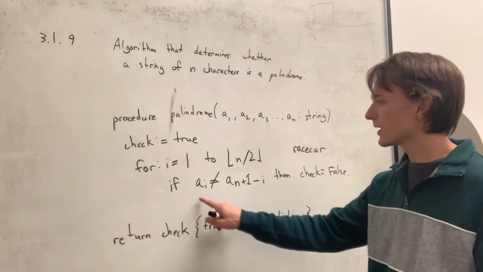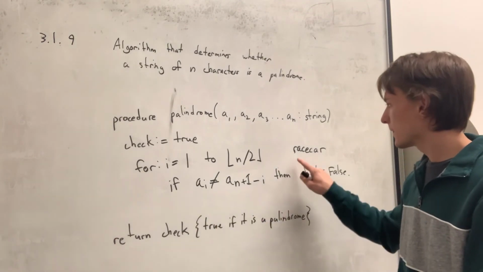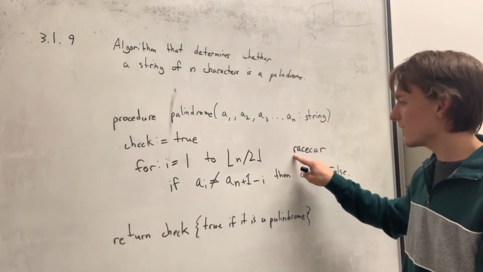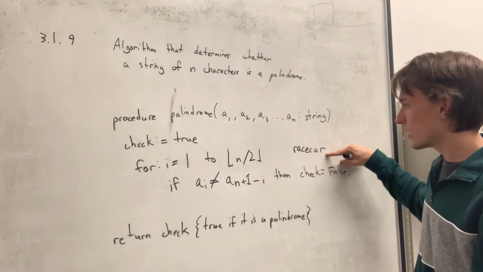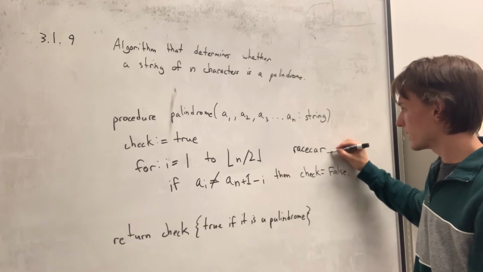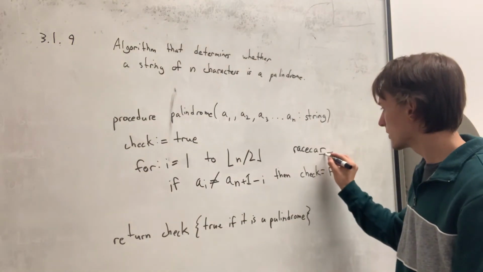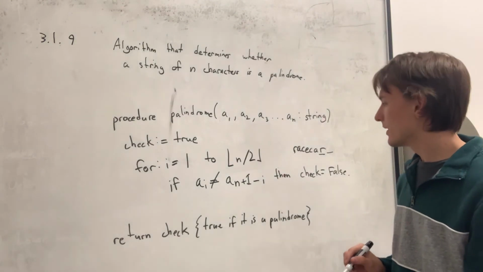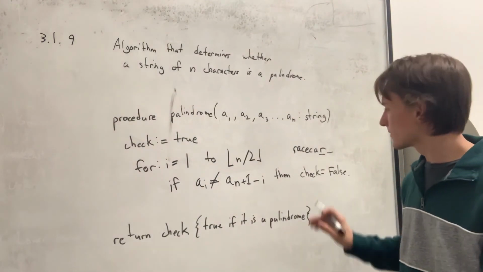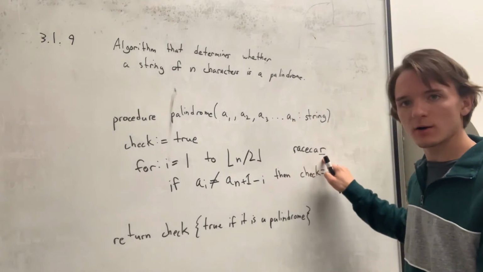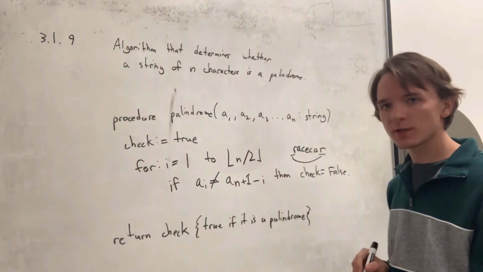Okay, so if A of I, which is R currently, does not equal A of n plus 1 minus I, so it's minus 1, which would be this blank space right here, we would get R right there, then check is set to false. But R is equal to R, so this holds true.